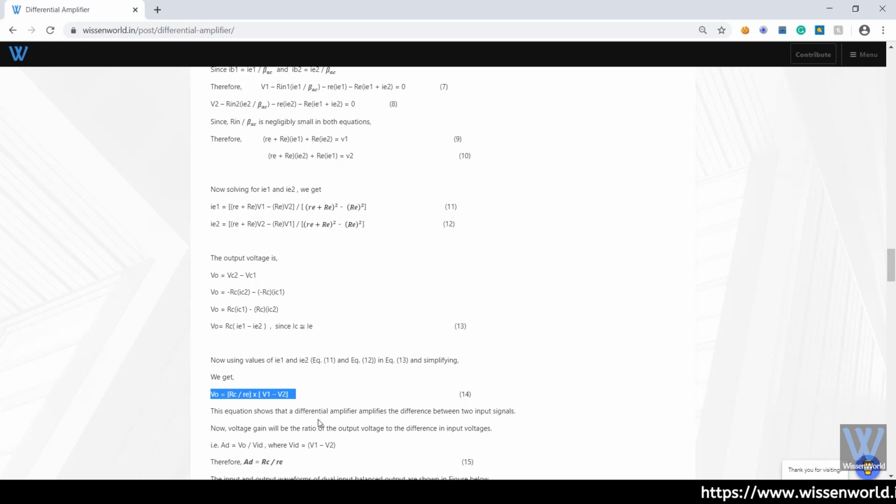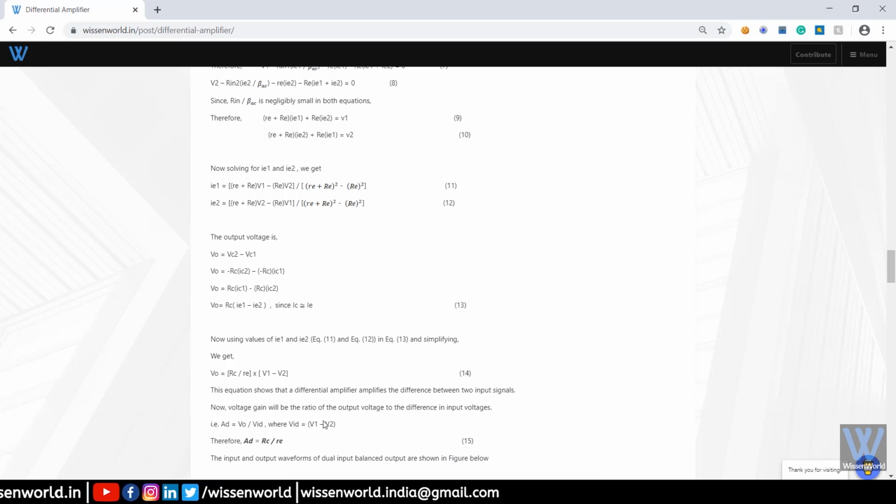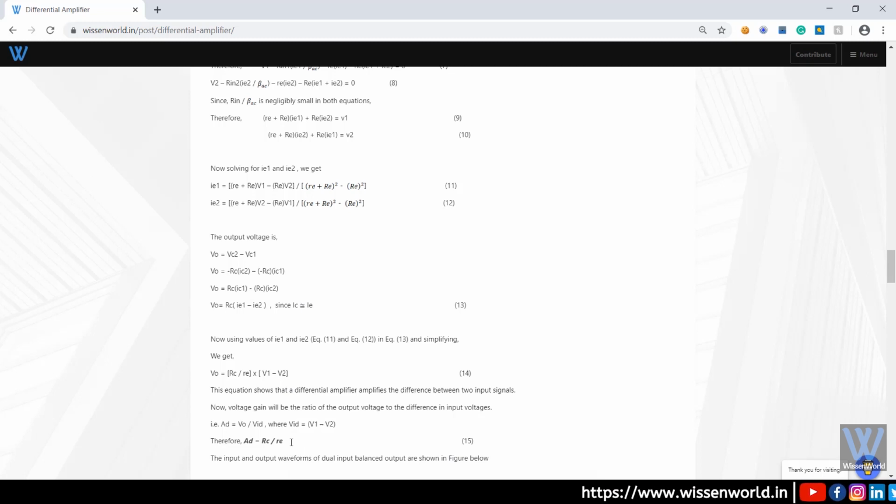Now this equation shows that a differential amplifier amplifies the difference between the two voltages. Now we need to find the voltage gain. So voltage gain is the ratio of output voltage and the differential voltage in this case. So here differential voltage will be V1 minus V2. So what will be the gain? This equation divided by V1 minus V2, we get gain is equal to RC by RE.